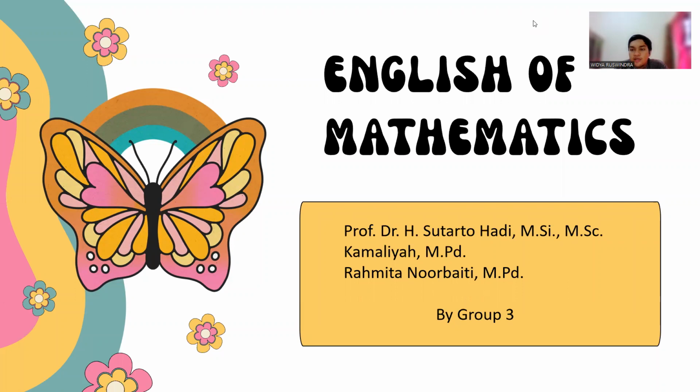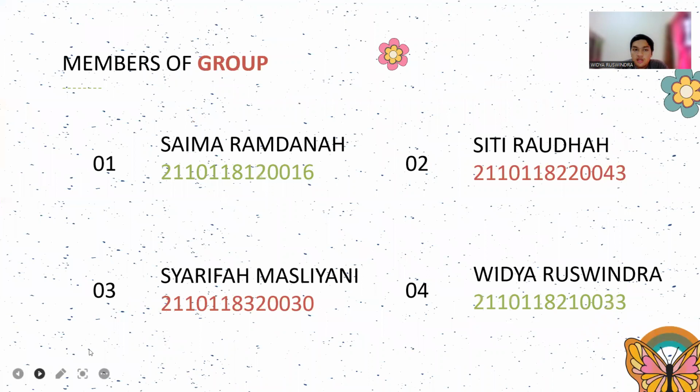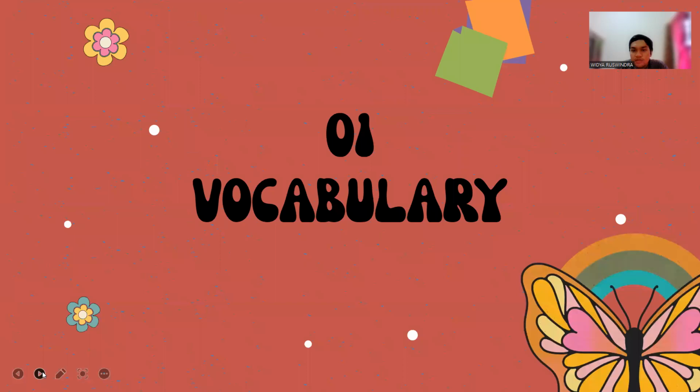My name is Widar Sunindra. My student identity number is 211-011-X100033, and I'm a member of group 3. Today I will explore vocabulary examples from a video and from the book.